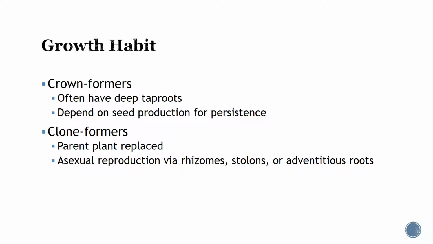Crown formers, when you're looking at the growth habit, have very deep taproots, and they depend on seed production for persistence, for energy, and for growth. And then clone formers are where the parent plant is replaced, and we'll talk about that in class. They're an asexual reproduction that happens within the rhizomes, the adventitious roots, or the stolons.